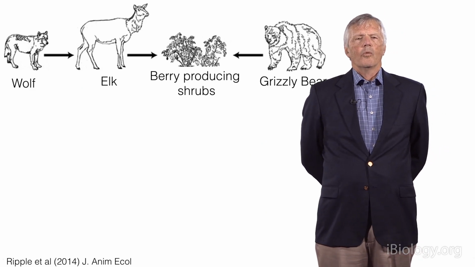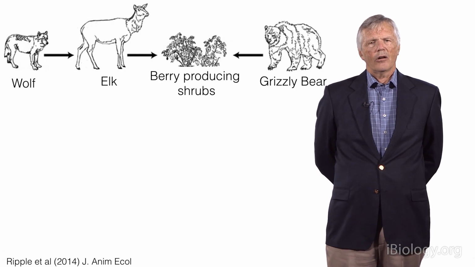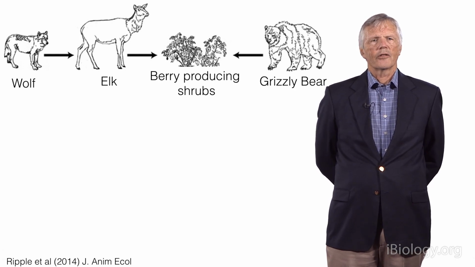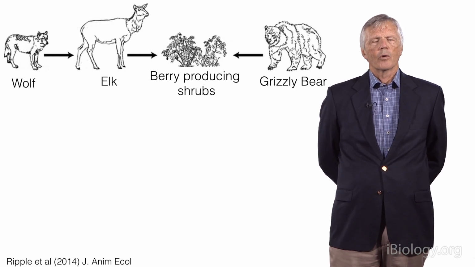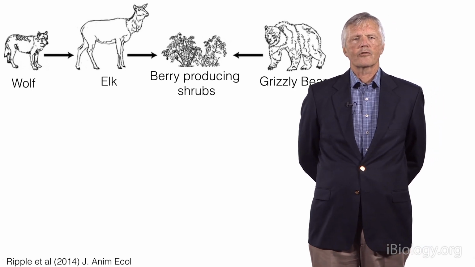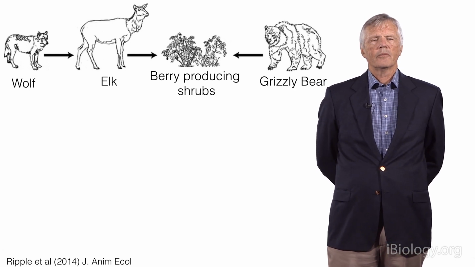The wolf-elk-plant trophic cascade also has spin-off effects on other species and ecological processes. The first one, I'm going to tell you about some work that's been done showing a link between this interaction among wolves, elk, and berry-producing shrubs, and grizzly bears, which also feed on berries.